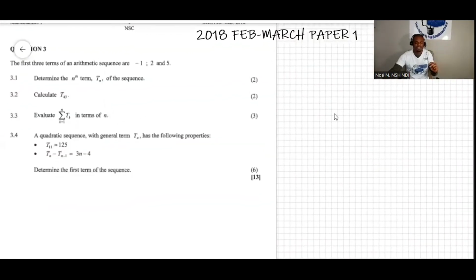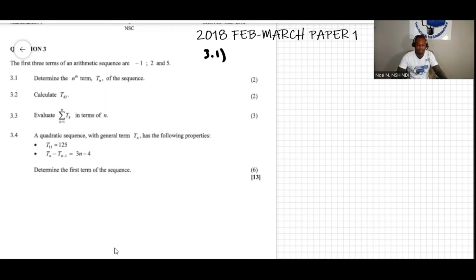Well, we have a question here, question 3. The question says the first three terms of an arithmetic sequence are -1, 2, and 5. Now, question 3.1 says determine the nth term, Tn, of the sequence. Well, I'm going to write question 3.1 here.